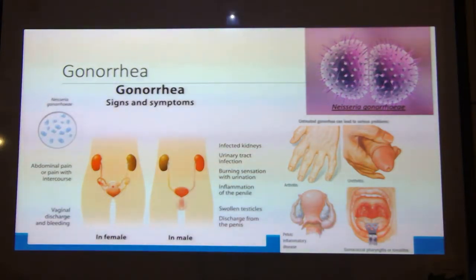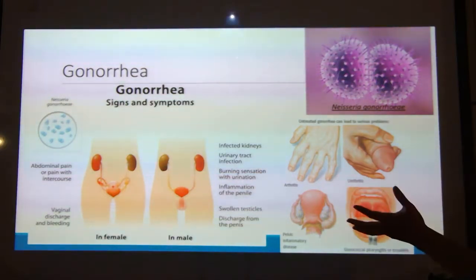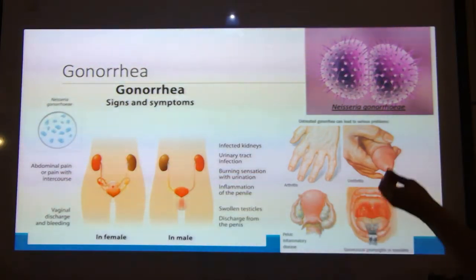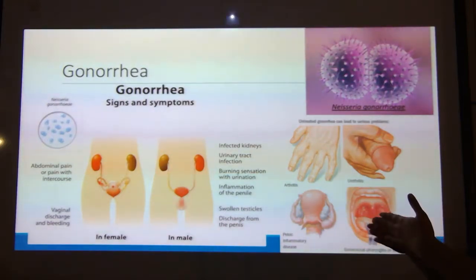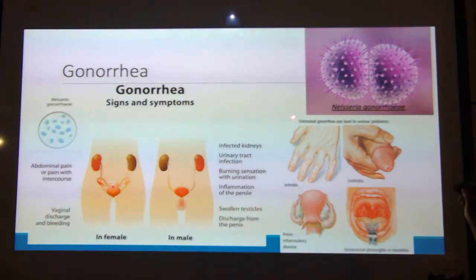discharge from the penis. You have to remember that with men, it's not just the reproductive system that's isolated. Now you've got the urinary system also involved because they join together at the urethra. If you leave it untreated, you can actually develop arthritis, again with the pelvic inflammatory disease, where you've got the uterus and the ovaries and the fallopian tubes all inflaming. You can also have gonococcal pharyngitis or tonsillitis.